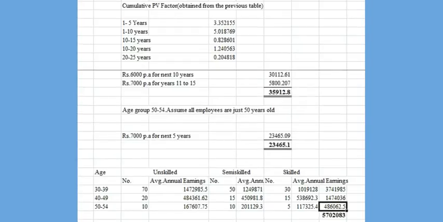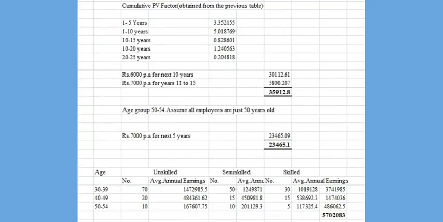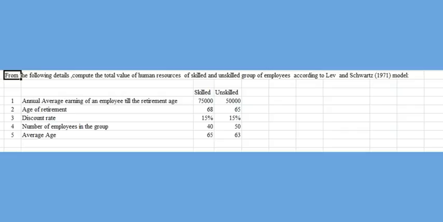Let us now do another type of problem. This question has often been asked in the examinations for 8 marks. From the following details, compute the total value of human resources of skilled and unskilled group of employees according to Lev and Schwartz model.